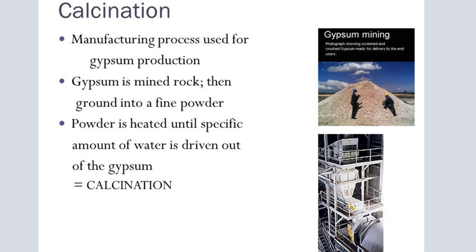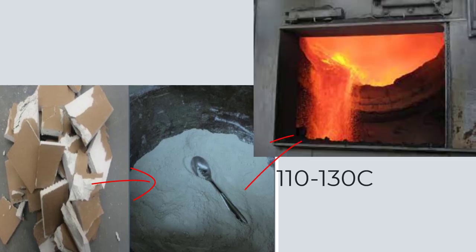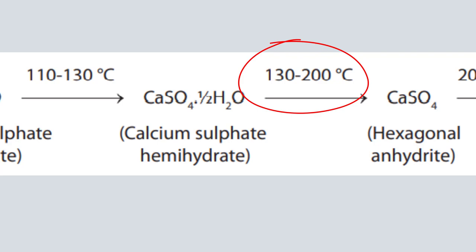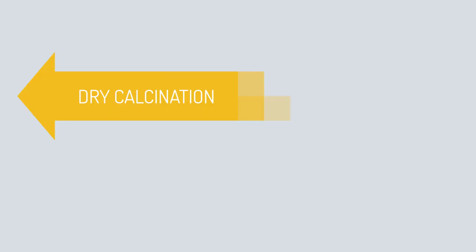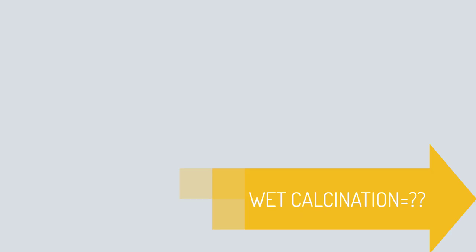Commercially in factories, the gypsum is first of all ground and converted into powdered form and subjected to temperatures of 110 to 130 degrees Celsius, which produces plaster of Paris or dental plaster. As the temperature is further raised, it's converted into an anhydrite, literally meaning that it lacks water. So this is what happens when you heat gypsum in a dry environment. But what would happen if you heat the gypsum in a wet environment?